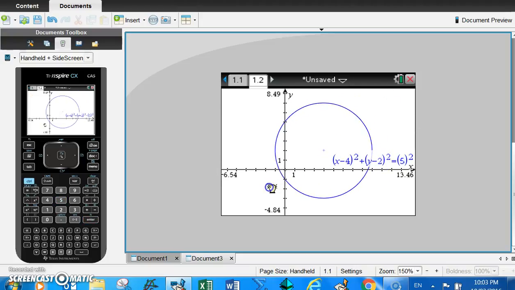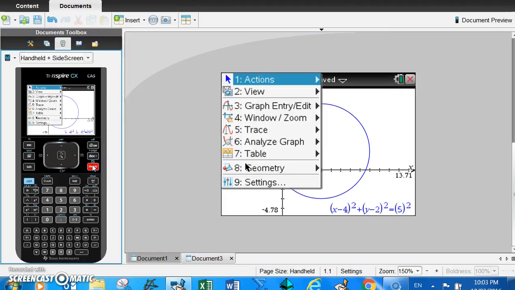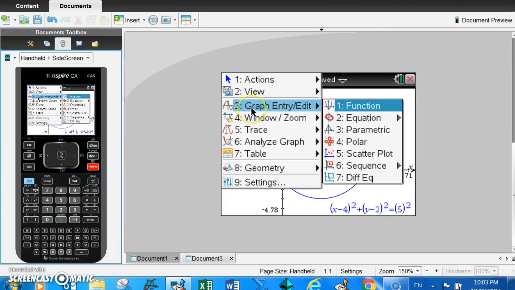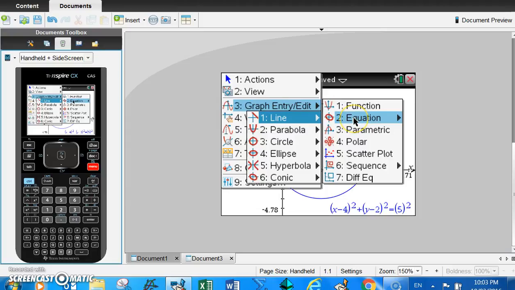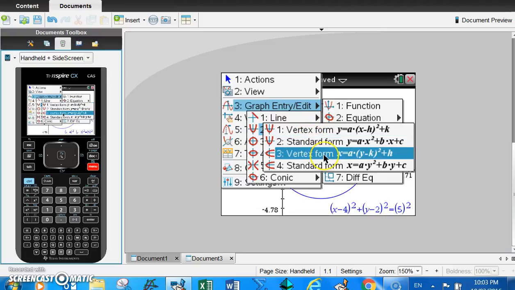We'll move this circle to the centre of the page, get rid of that a bit, lower it down, and we'll enter in a sideways parabola. So back to Menu, up to Graph, down to Equation, and then down to Parabola. And we need to use the vertex form, number 3 here.